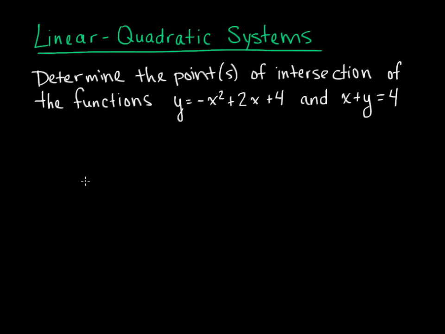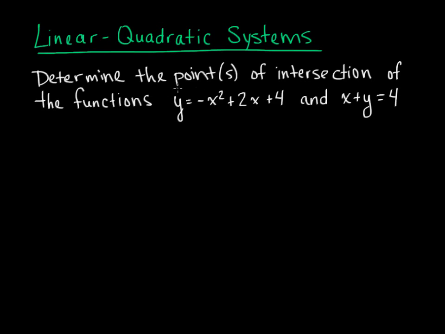Okay, so here's the kind of question that you might see. Determine the point or points, you see the S's in brackets there, of intersection of these two functions. Y is equal to negative x squared plus 2x plus 4, and x plus y is equal to 4. So we see that the first one here is indeed a quadratic function, and the second equation does represent a linear function.